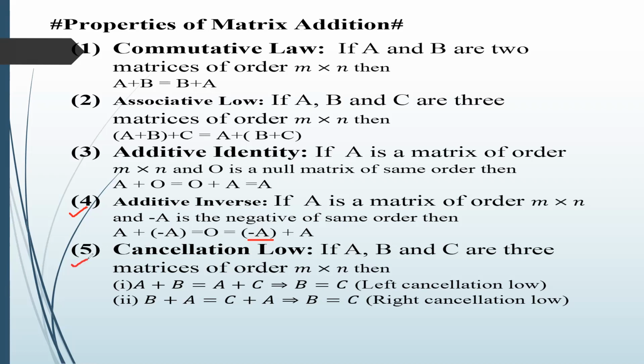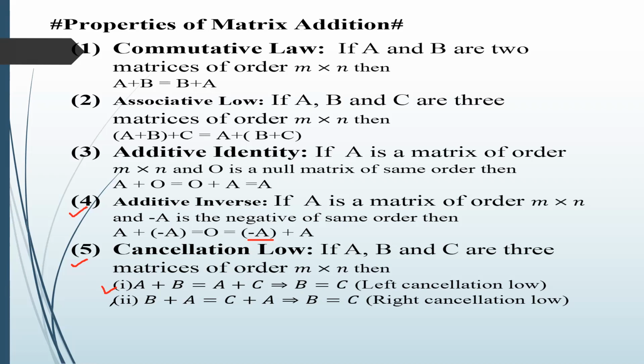Now we go for the fifth property, cancellation law. If A, B, and C are three matrices of order m by n, then first, A plus B equals A plus C. Here we see that A is on the left in both, so we can cancel A from the left side. Then we get B equal to C. This property is known as left cancellation law.